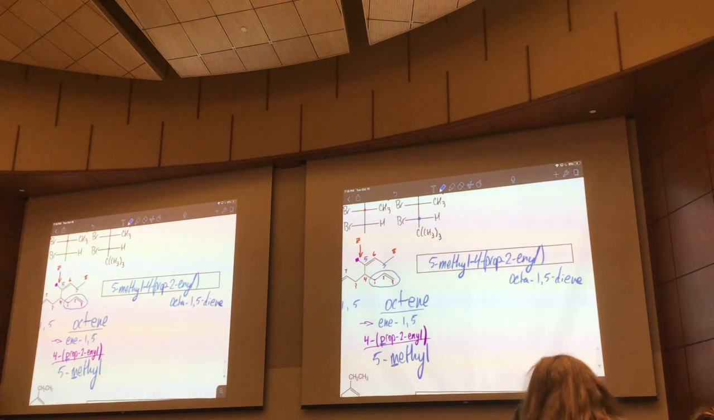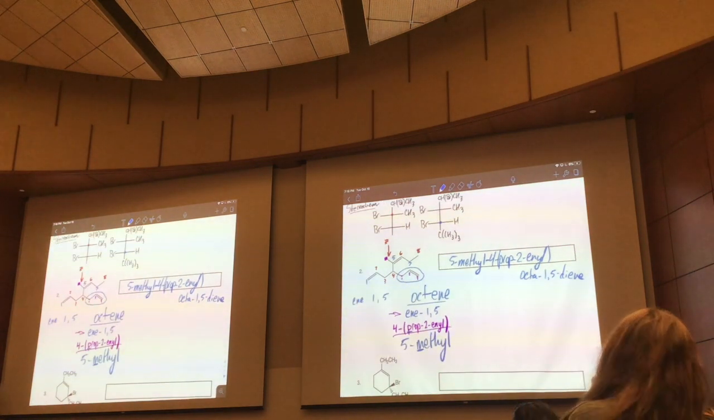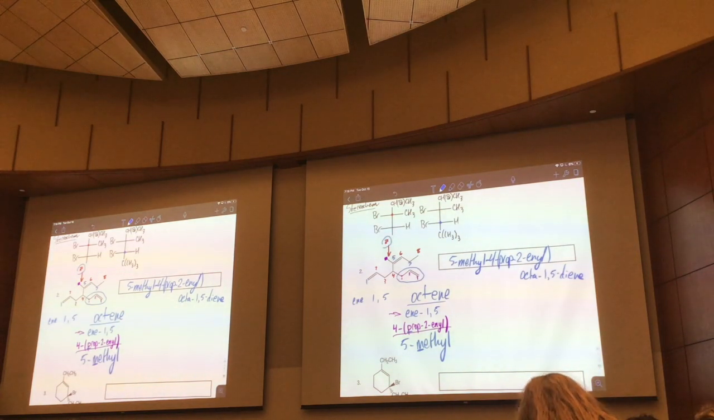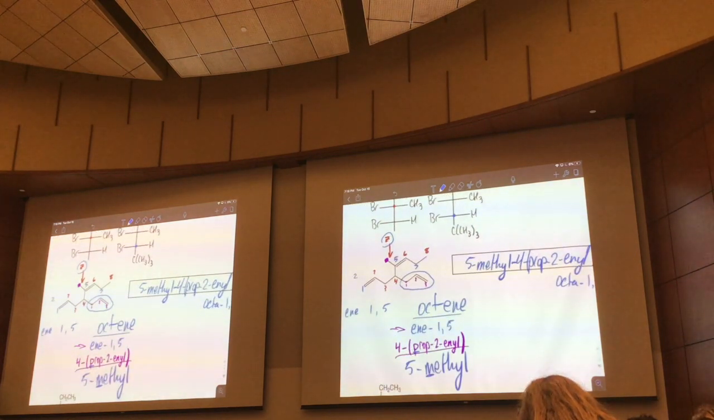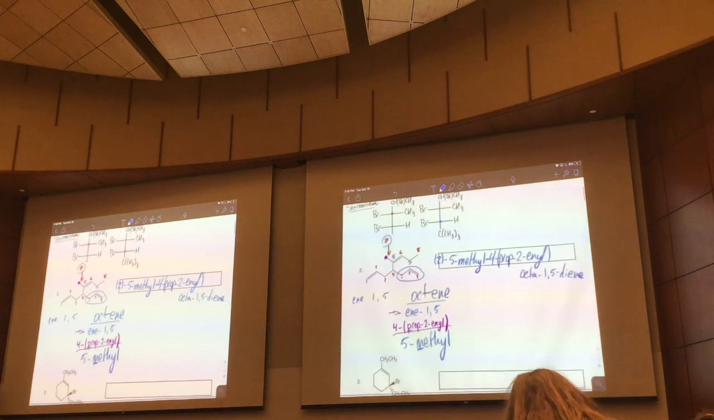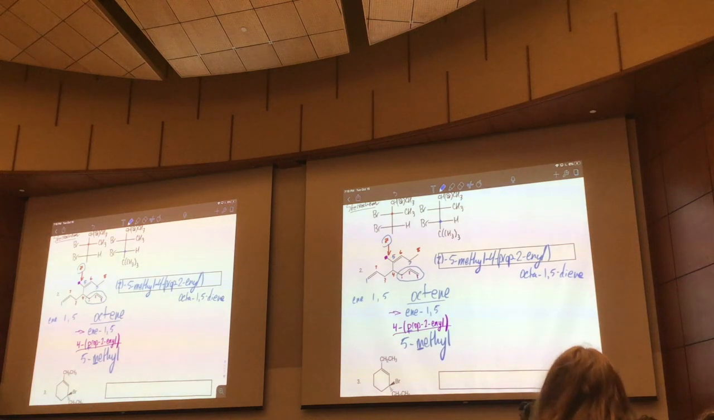One thing other than this we need to put on there is our stereochemistry. We found out at the beginning that that was Z. If it's the only double bond that has E and Z stereochemistry, do we need to worry about putting a number with it? No, we can just say Z. Yep, that's all we need to do. Z. There we go, that's our name. Z, 5-methyl, 4-prop-2-enyl, octa, 1, 5, diene.